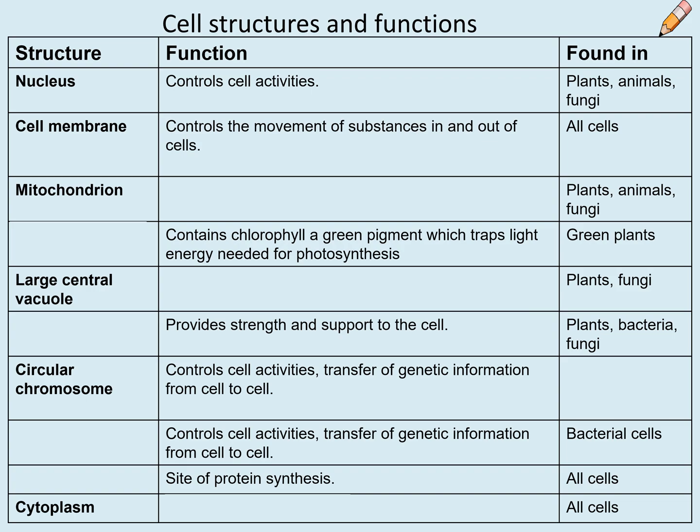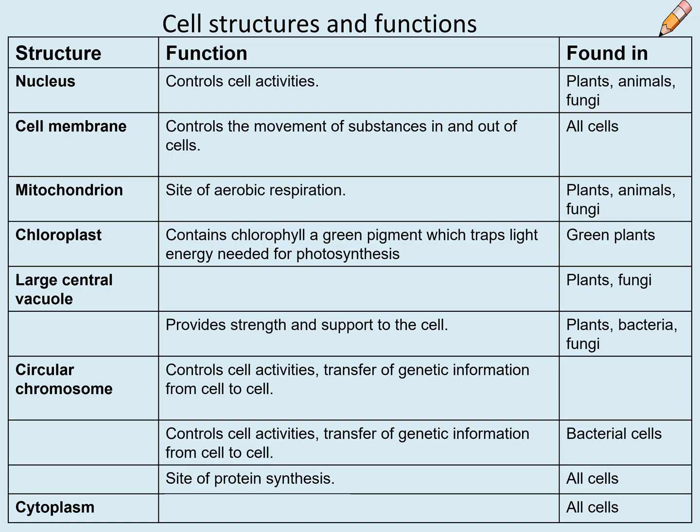Now it is important that you put that it controls the movement of substances, and not it controls movement, because you won't get your mark. Okay, your mitochondrion is found in your plants, animals, and fungi, so again, bacteria are missing that. So that is the site of aerobic respiration. Your next one's function is that it contains chlorophyll, a green pigment which traps light energy needed for photosynthesis, and it's only found in green plants. So that would be your chloroplast.